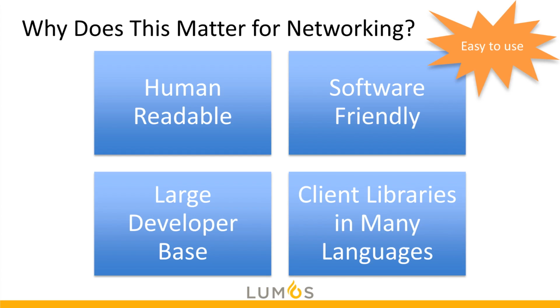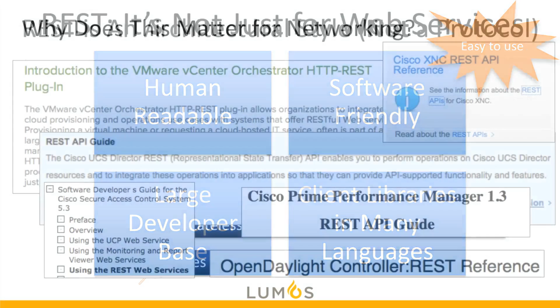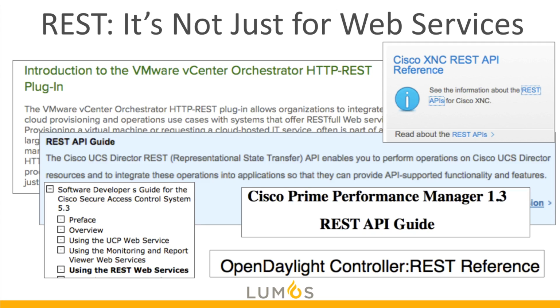There's a huge developer base. Client libraries exist in many, many different languages. So it's not just for the web services, okay? We take a look at VMware vCenter Orchestrator, or the Realize Orchestrator is what it's called now, or the Cisco UCS Director REST API Guide, Cisco XNC RESTful API, OpenDaylight has a RESTful API. I talked about Viral has a RESTful API, okay? ACS has a RESTful API. Prime Performance Manager has a RESTful API.